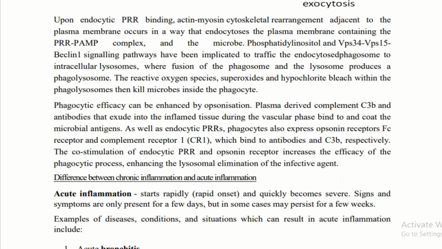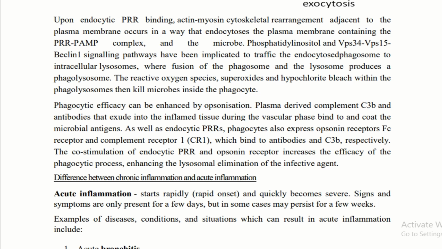Upon endocytic PRR binding, actin-myosin cytoskeleton rearrangement adjacent to the plasma membrane occurs in a way that endocytosis, the plasma membrane containing the PRR and PAMPs complex, and the microbe. Phosphatidylinositol and VPS34, VPS15, Beclin 1 signaling pathways have been implicated to traffic the endocytosed phagosomes to the intracellular lysosome, where fusion of phagosome and lysosome produces a phagolysosome.